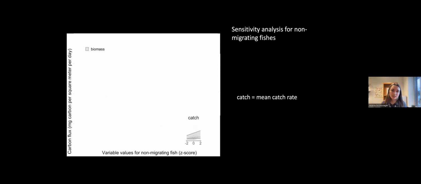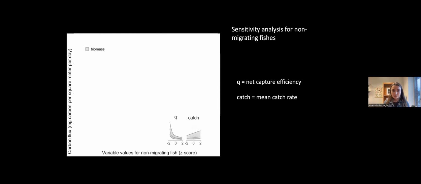So this catch parameter is just what is the mean catch at this study site. And as you saw, we obtained a distribution of different catch rates at the study site. And so this is just sampling from that distribution to get a mean. And as catch increases, as you'd expect, carbon flux increases. And the slope of this line that is quite high tells us that this is a pretty influential parameter.